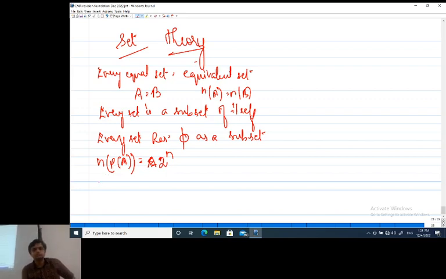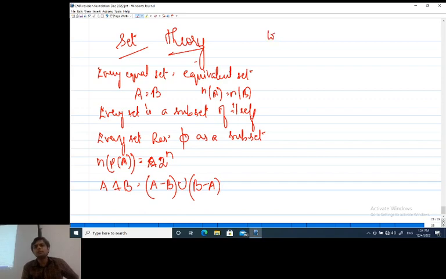Next, A delta B equal to A minus B union B minus A. This formula is not in your book, but one sum is based on it. So I am giving you this as a formula, A delta B.